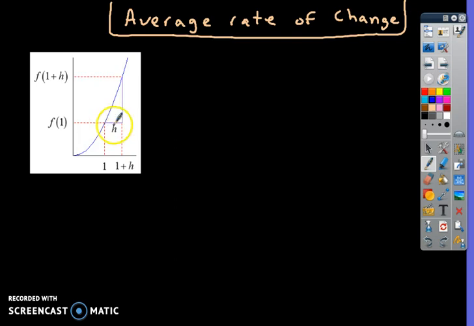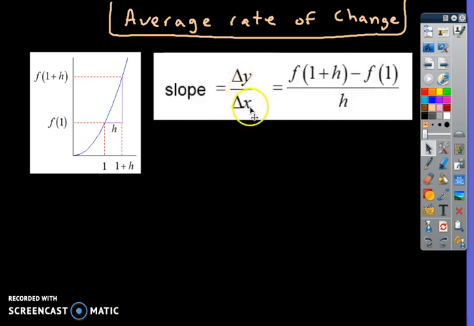So whatever that value is, if it's 1, we're going to add h to it. So h could be 0.01, 0.001, 0.00001, and so forth. The more zeros you get that follow the 1, the closer and closer you actually get to 1. So we'll define the slope there as this: we find the y value, f of 1 plus h, subtract f of 1, divided by the change in x, which is essentially h. So that leads us to a new limit.